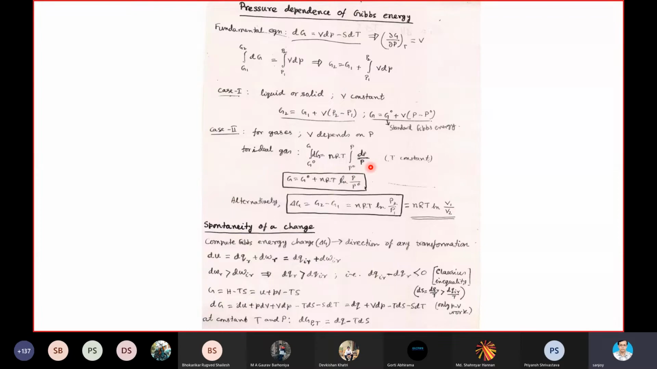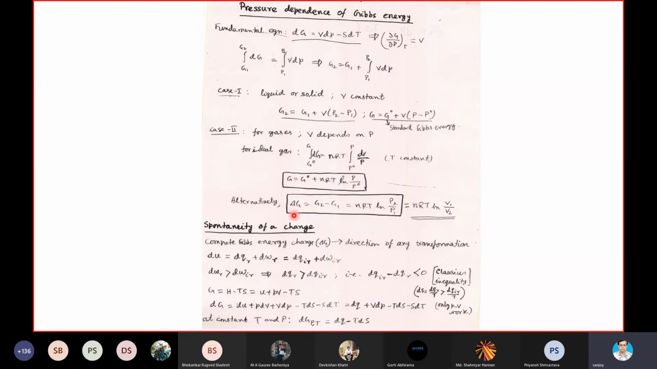If we write for an ideal gas, PV equal to nRT, therefore V equal to nRT by P, and under isothermal condition, at constant temperature, T comes out, and this is the expression. If you integrate, you get a log. So G will be equal to G0, where one of the states is the standard state. Then G equal to G0 plus nRT log P by P0. This is the expression.